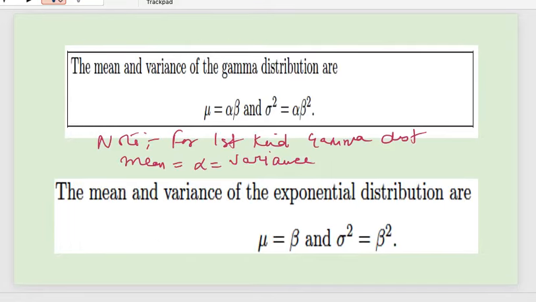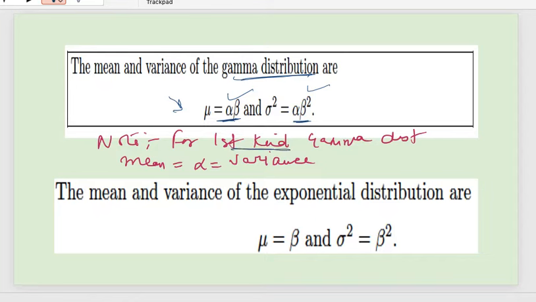So the next important point which we want for the problem, for MCQ purposes, is the mean and variance for the gamma distribution. Mean is alpha into beta and variance is alpha into beta square. So when the mean is given, we will multiply alpha and beta, and when the variance is given, we will multiply alpha with beta square.